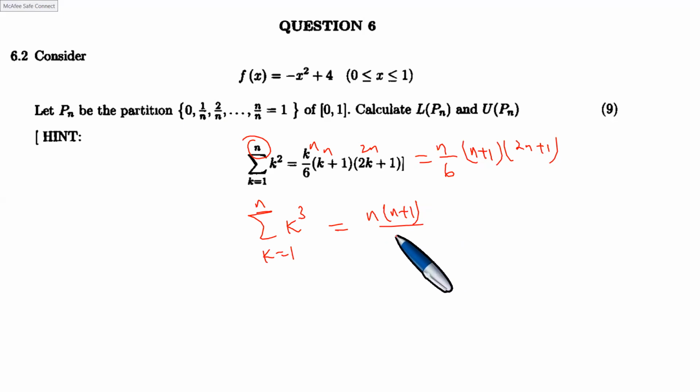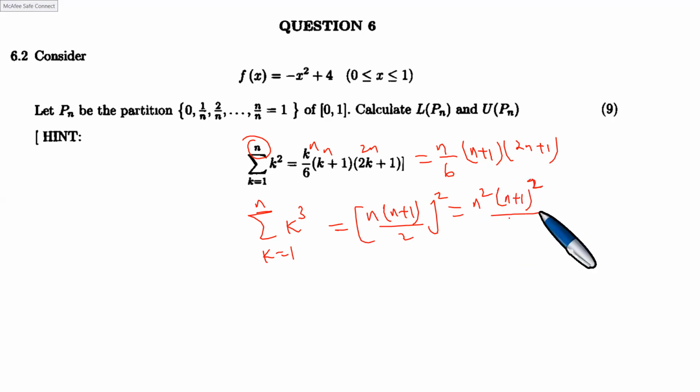You can prove this, but it's schoolwork, it's mostly done in high school to prove this. So we have n squared into n plus 1 squared, because these are just basic series. And then now we continue. Okay, we have the sum of the cubes there.